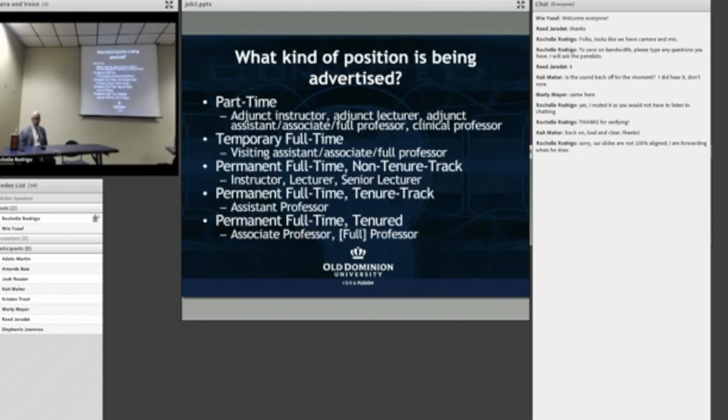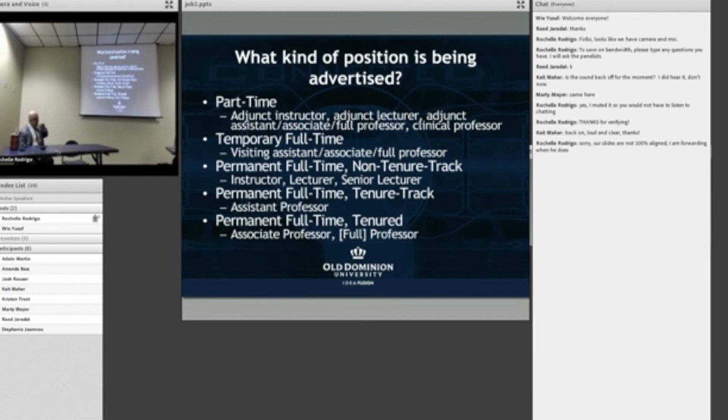Okay, so within the hierarchy of advertisements, there are a number of different categories, and I'll start with the part-time categories, which are places to look for, of course, when you are either unable to find a full-time position or life circumstances prevent you from looking for a full-time position.